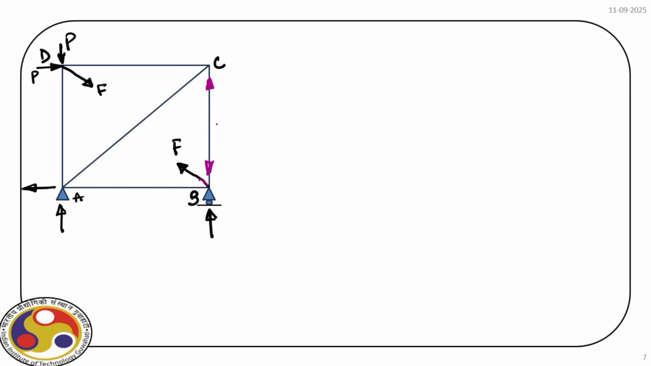So this member force is P plus F by root 2. Now, if we come to this member AB, we can identify the direction of this member force. So, if you resolve this F along horizontal direction, that will be balanced by this member force AB, and this member force is F by root 2.